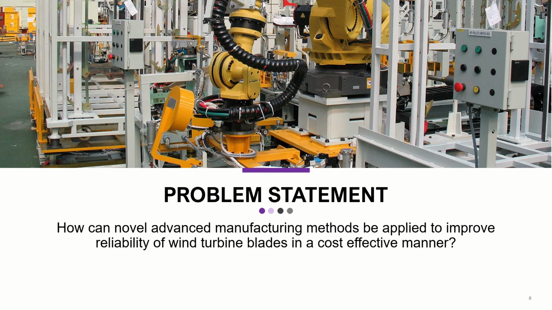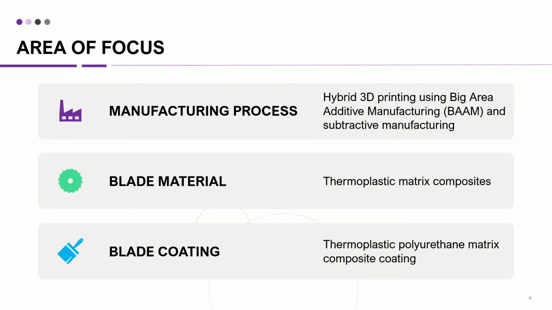Existing manufacturing methods for turbine blades are labor and cost intensive and can lead to manufacturing defects and variability. Therefore, our engineering problem of focus is: how can novel advanced manufacturing methods be applied in a cost-effective manner to improve reliability? In this context, reliability refers to consistent and intended performance achieved by a range of improvements such as durability, lifespan, and manufacturing quality.